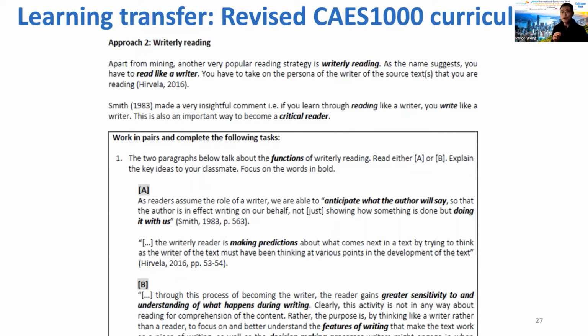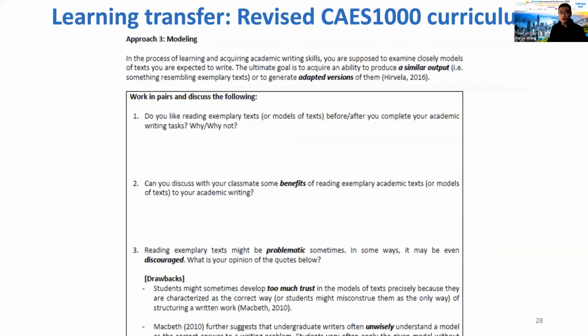It is about how we achieve quick reading through making prediction or anticipation, and how readers take up the persona of a writer. And approach 3, modeling. So it is about what we should do and what we should not. It is also about expectation, that is how a writer matches the expectation of readers or the academic conventions.